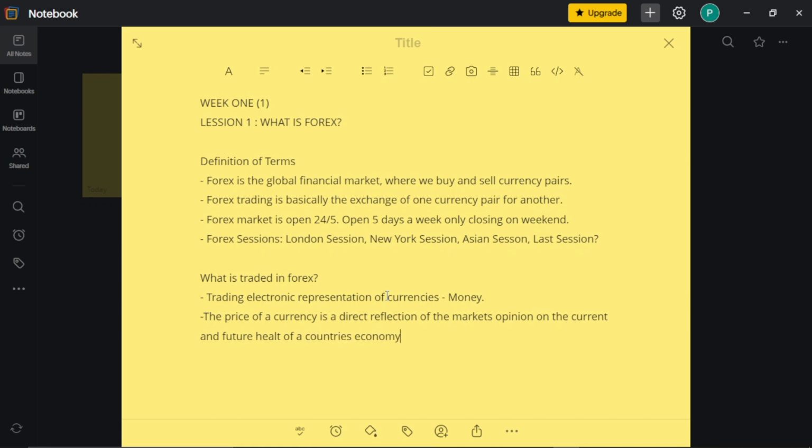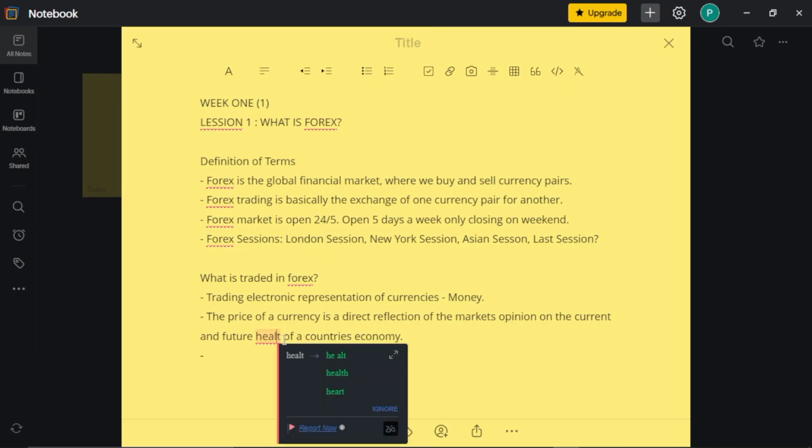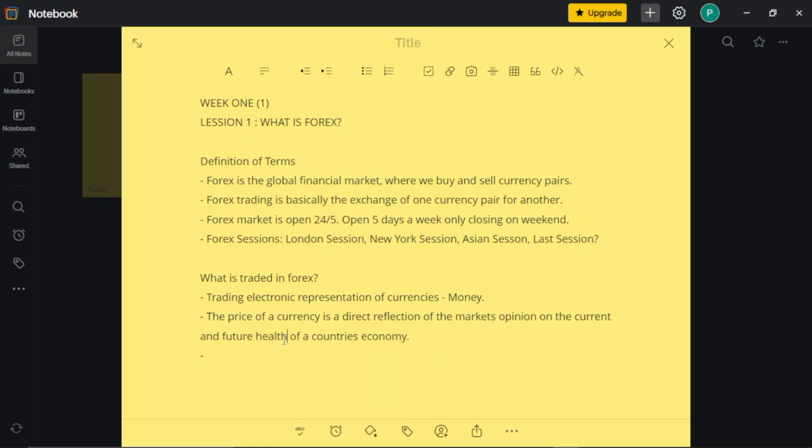economy. So this is why you see some people say things like fundamental analysis, trying to find out, okay, how strong is a country's economy? How weak is a country's economy? What is happening? This is why you see people talking about elections, right? And how it affects, my health is not spelled correctly. Elections and how it affects the currency markets, the cryptocurrency market.